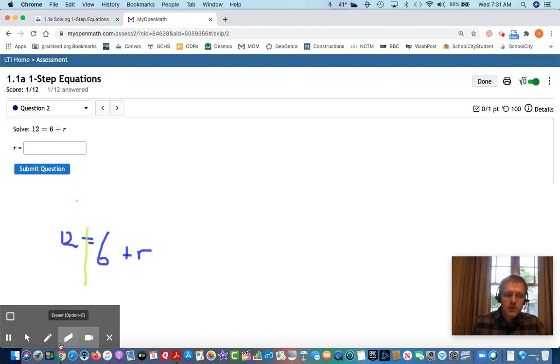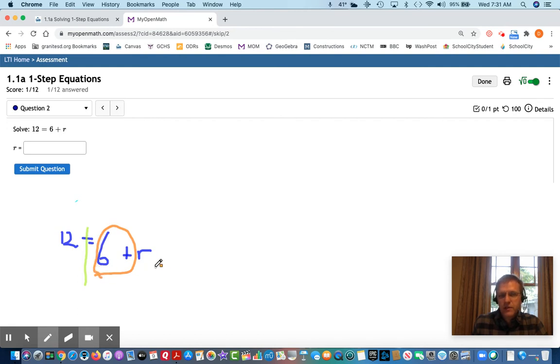Probably. So instead of just picking a random number, slow down and think about what number really needs to move. And the number that really needs to move is the 6 so that the r is by itself. So yes, you could subtract 12, but why would you? That doesn't help us any. We want to move the numbers that are on the same side of the equal sign as the letter so that the letter is left alone by itself.